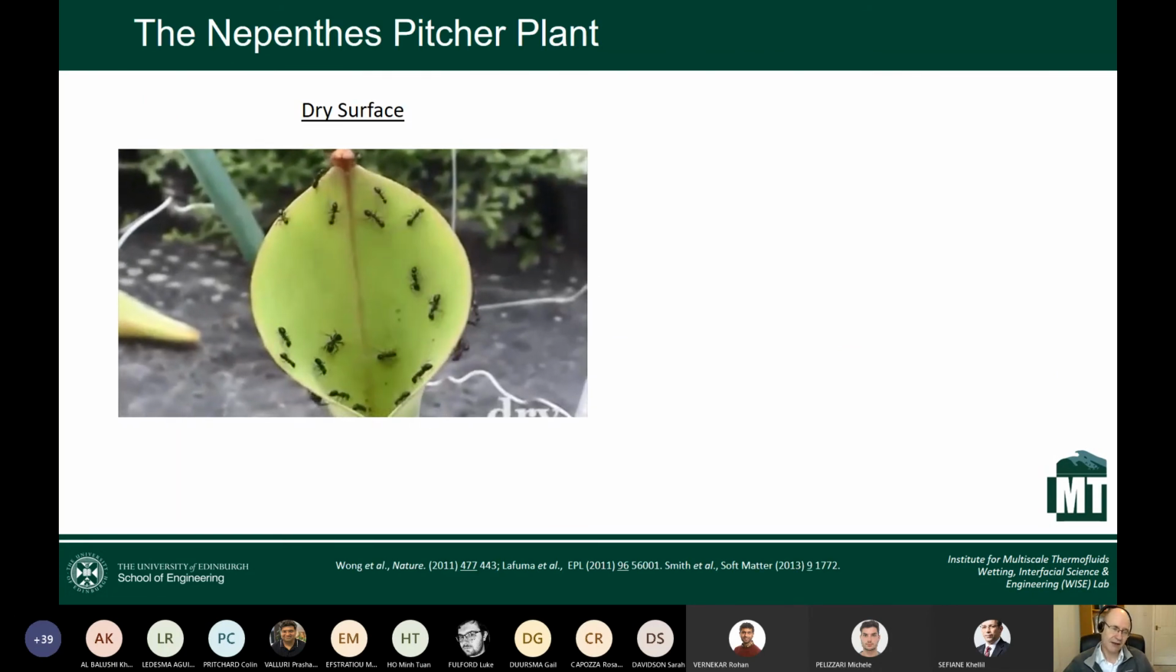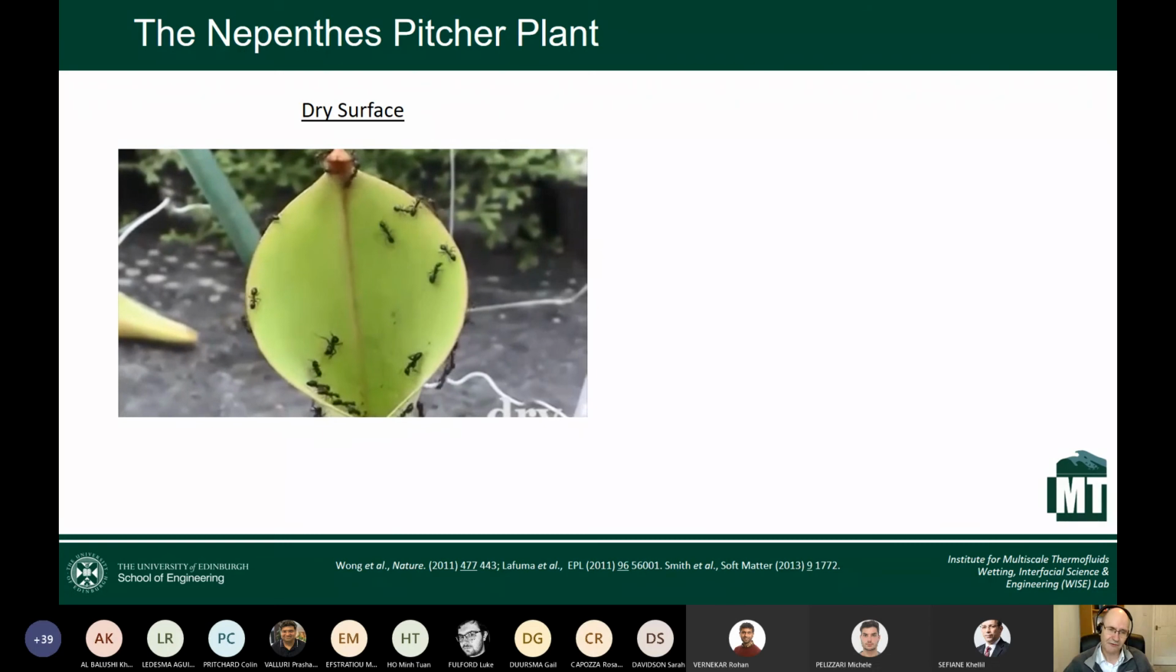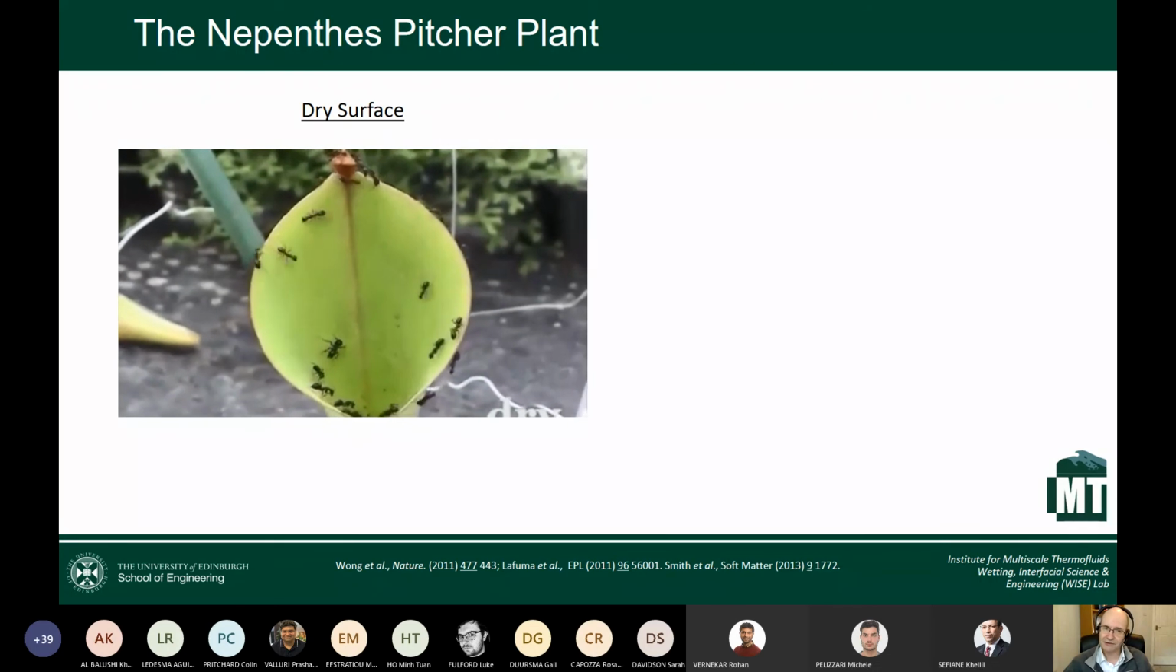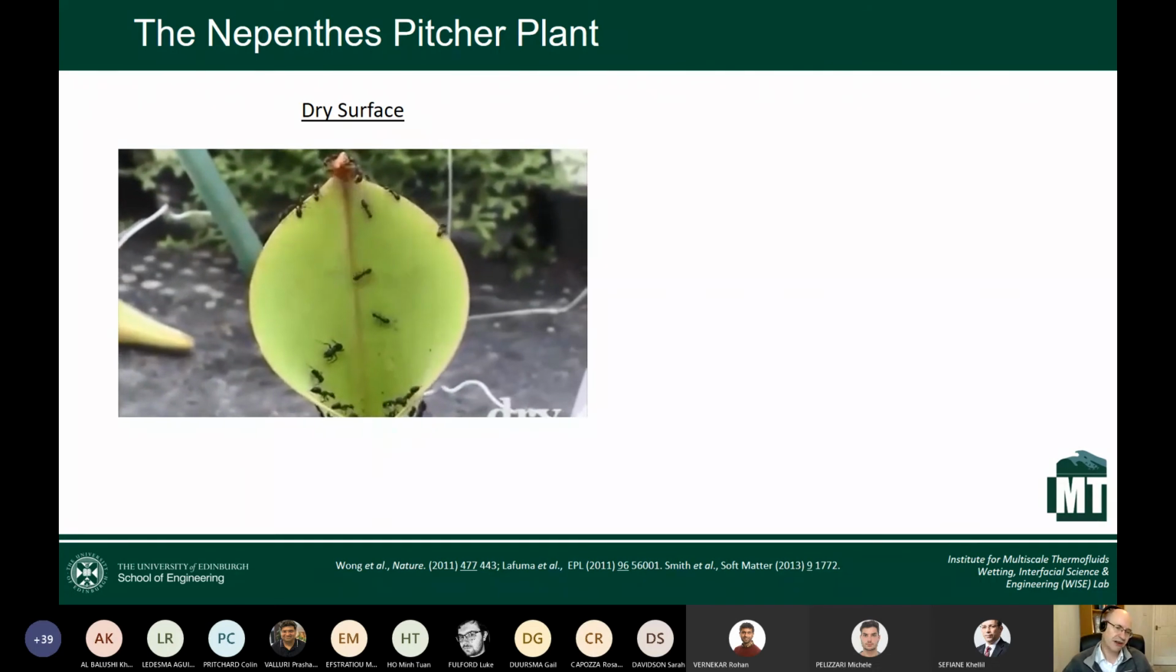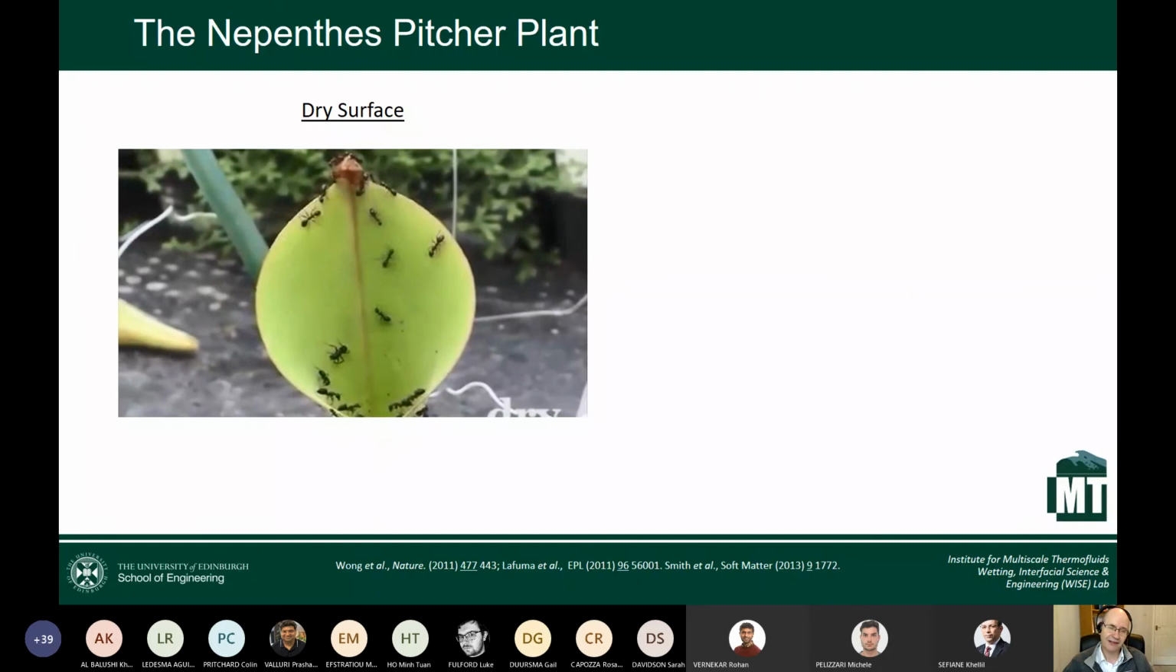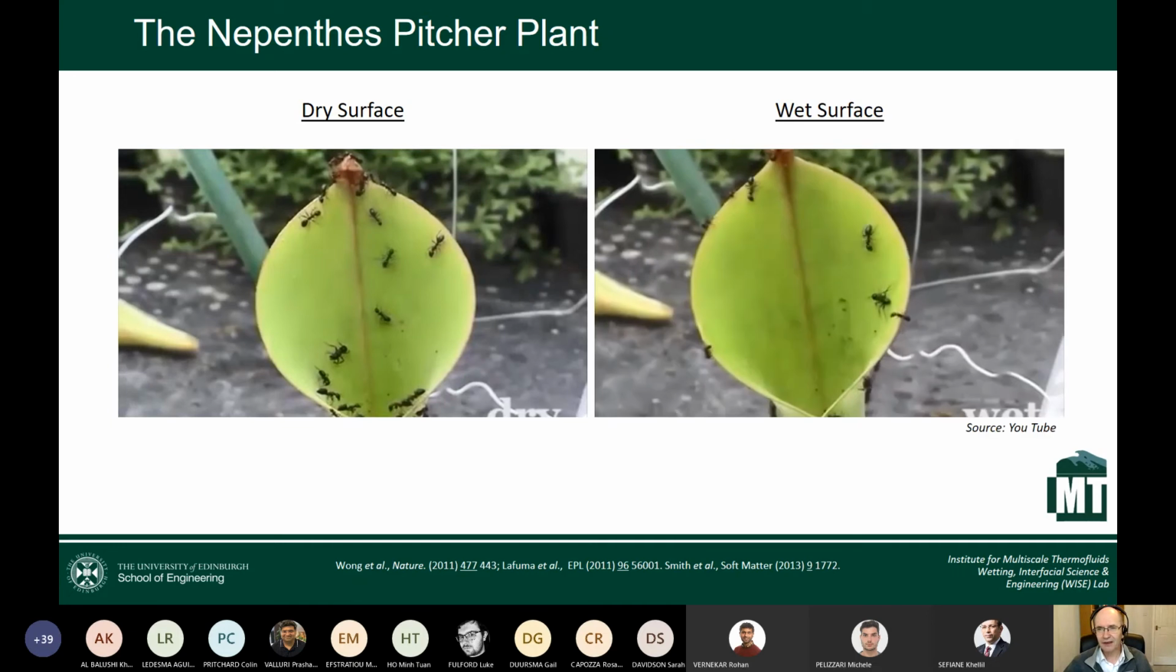And that's a Nepenthes Pitcher Plant. This idea came from Joanna Eisenberg at Harvard, not our idea. And this is a dry surface plant. It's a cup-like plant, and the ants can walk all over the inside with no risk of sliding or falling into the inside of the plant, where there's a digestive chamber where they would lose their lives.